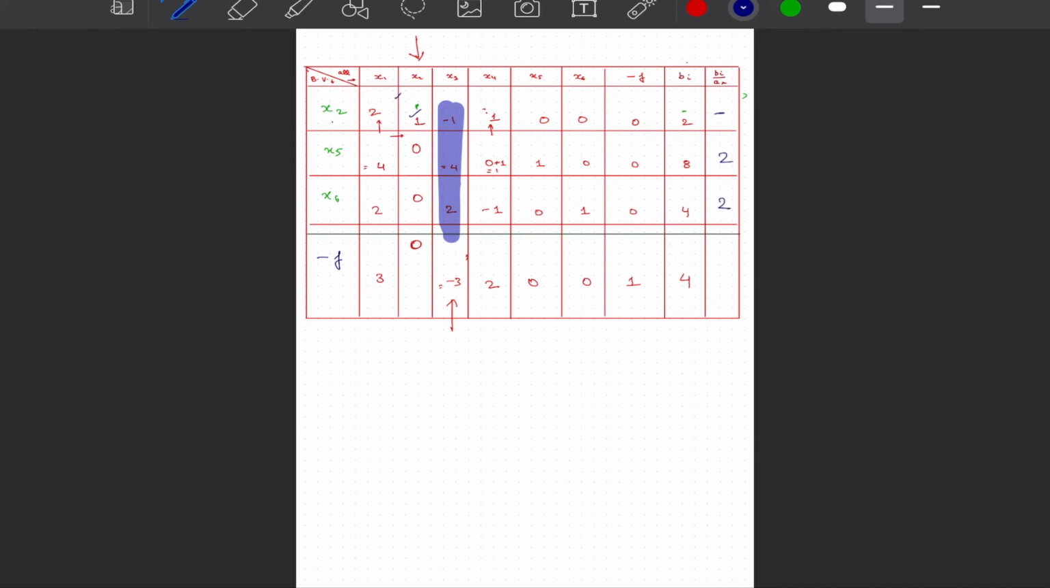And who should leave? Whatever value of bi upon ar is minimum, that should leave. Here x5 and x6 have a tie, so we can arbitrarily choose who should leave here. So we are saying let us make x5 leave. As soon as we make x5 leave, this becomes our pivot row.